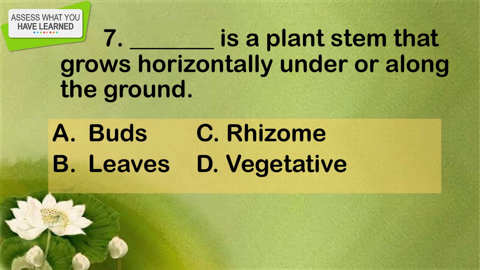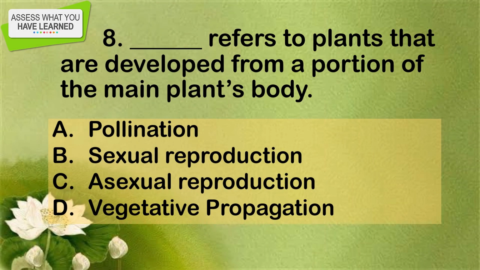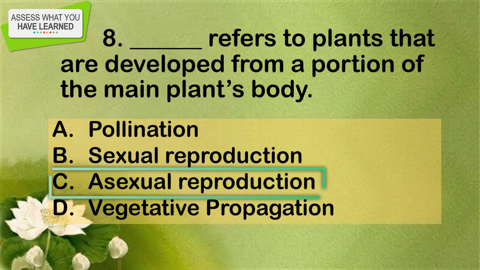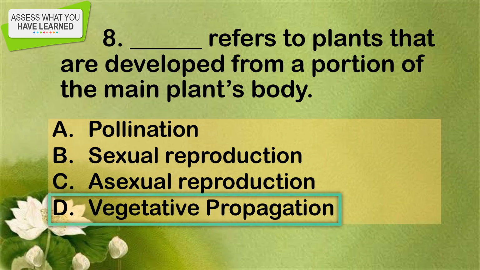Number 7. Blank is a plant stem that grows horizontally under or along the ground. A. Buds. B. Leaves. C. Rhizome. Or D. Vegetative. Number 8. Blank refers to plants that are developed from a portion of the main plant's body. A. Pollination. B. Sexual reproduction. C. Asexual reproduction. Or D. Vegetative propagation.